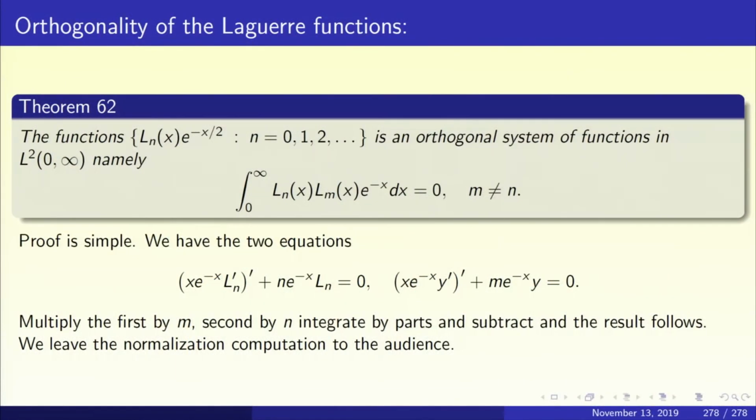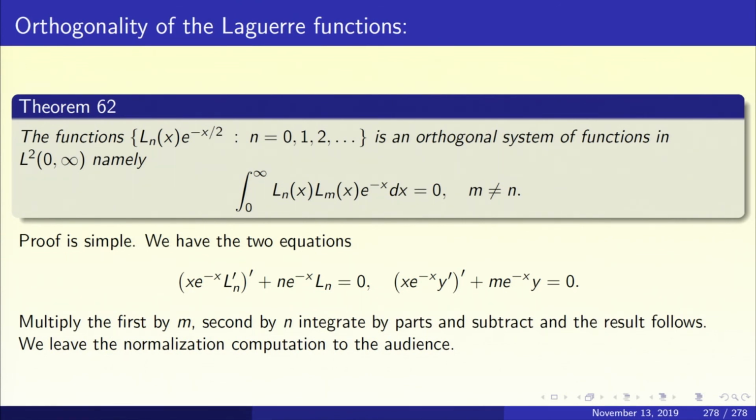You do that by converting the Laguerre differential equation into self-adjoint form. So, multiply the differential equation by e to the power minus x, then the first two terms combine to become an exact derivative. It is (x e to the power minus x y prime) prime plus lambda e to the power minus x y equal to 0. From this we immediately infer the orthogonality of the Laguerre functions. So, let us record it as a theorem. The functions ln x e to the power minus x by 2 form an orthogonal system of functions in L2 of 0 infinity, namely the integral from 0 to infinity of ln x lm x e to the power minus x dx is 0 if m is not equal to n.